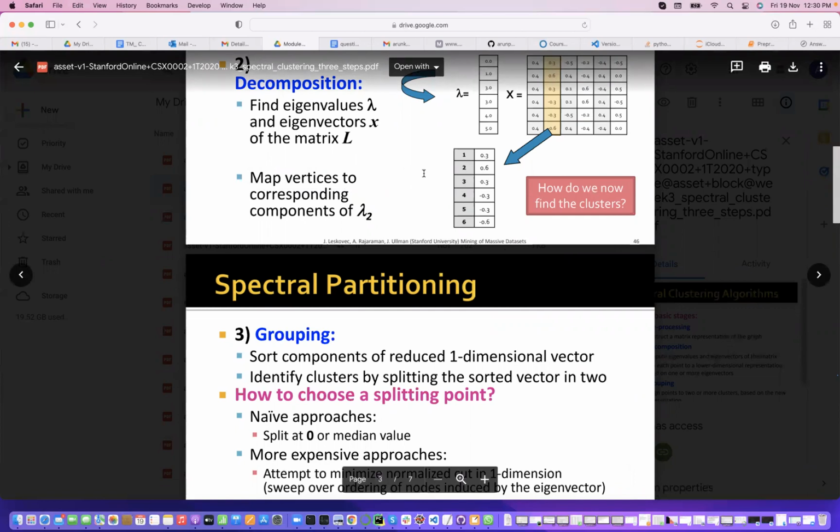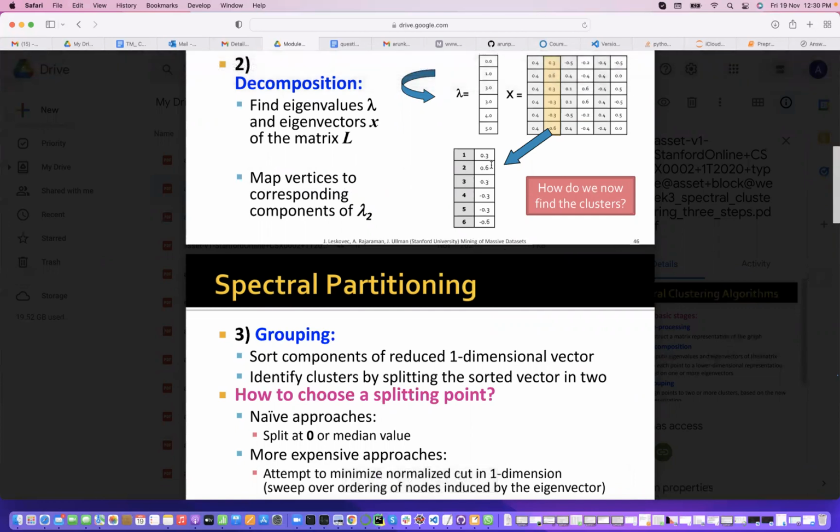Sorry, sir, can you repeat that? What is median value? He's saying that, right?